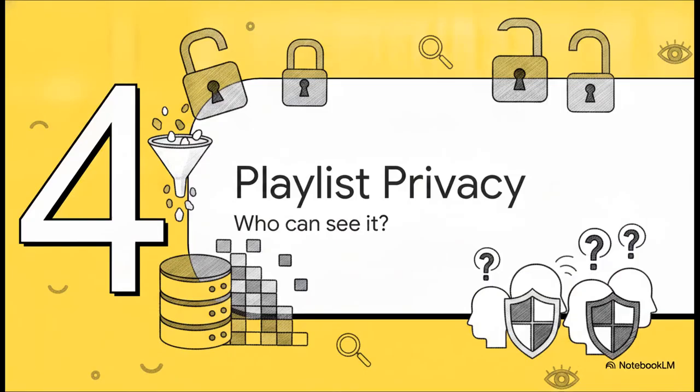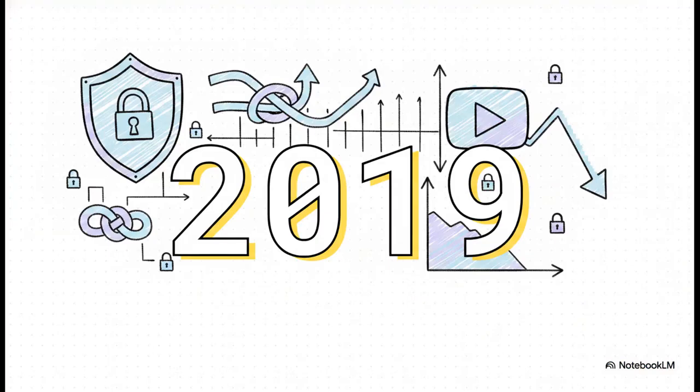Which brings us to our final part, Section 4, Your Playlist and Privacy. Now, the year 2019 represents a massive, pivotal shift in how this platform handles user engagement privacy. Specifically, on December 5th of that year, a major update changed the fundamental nature of your data forever. It shifted everything from a public-facing system to a completely private one.